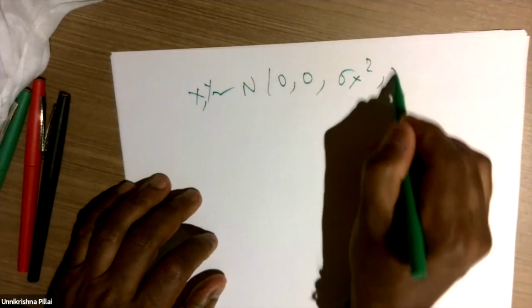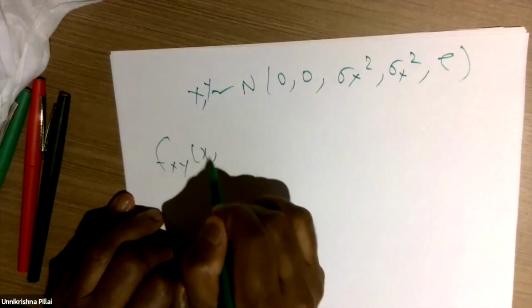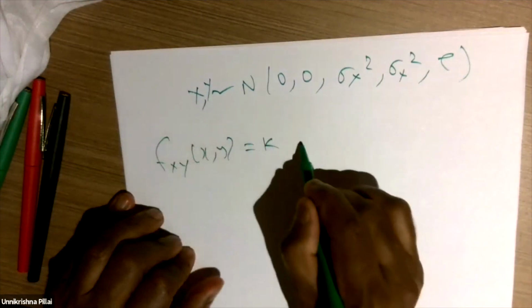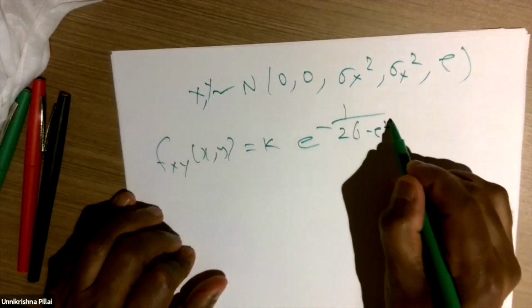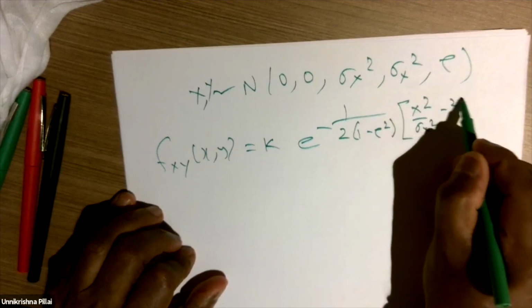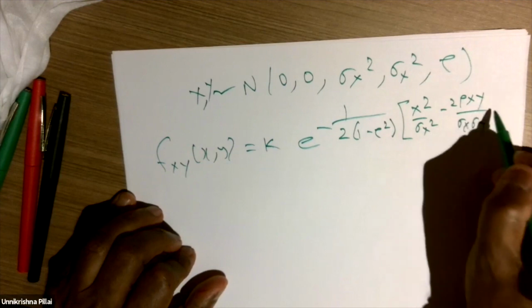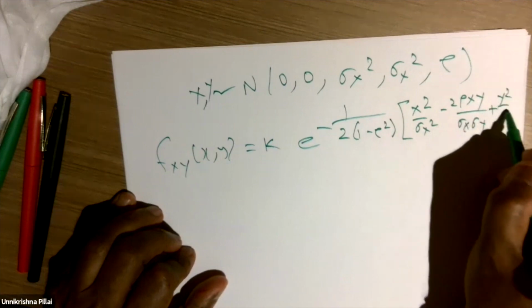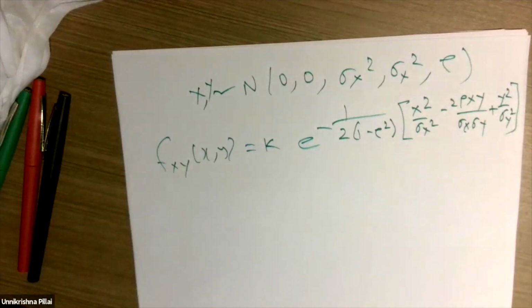and variance is sigma x squared, sigma y squared, and rho, then the joint density function would look like this. Outside a constant, don't worry about it. This is 1 over 1 minus rho squared. Then you have x squared over sigma x squared minus 2 rho xy over sigma x sigma y plus y squared over sigma y squared. And this is important, so you should play around with the joint density function, because a lot of times two Gaussian random variables come up.